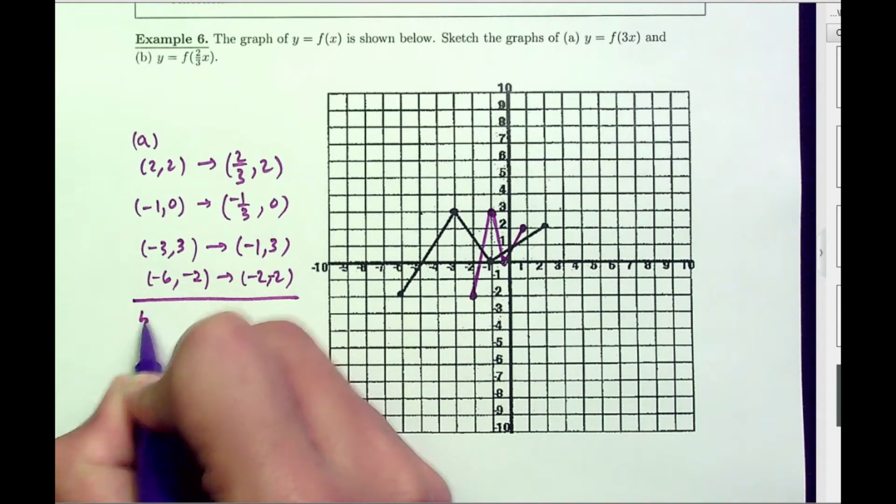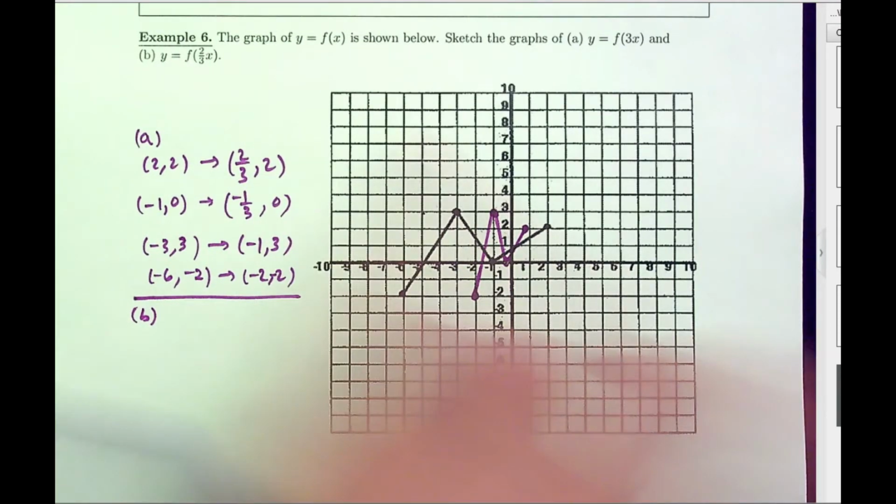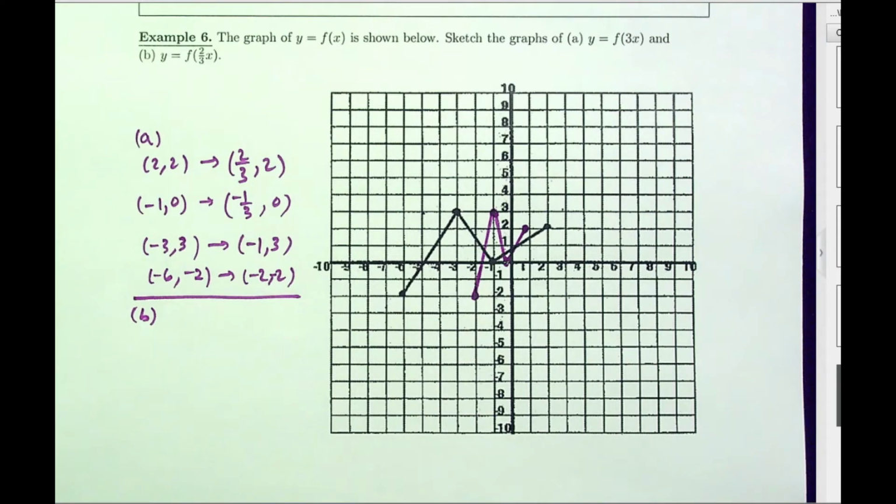I'm going to do the same thing. So now we're going to sketch the graph of y equals f of 2/3 x. The 2/3 is happening inside, so it's a horizontal transformation, and instead of multiplying by 2/3 like you're doing in the actual formula, remember that in the graph the effect is that you divide by 2/3.